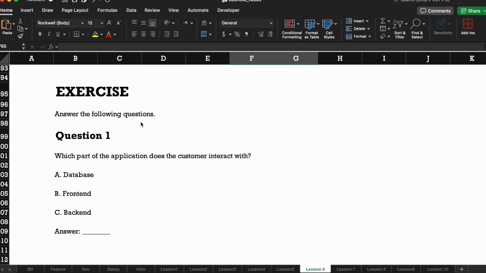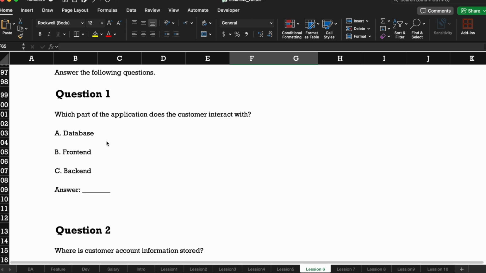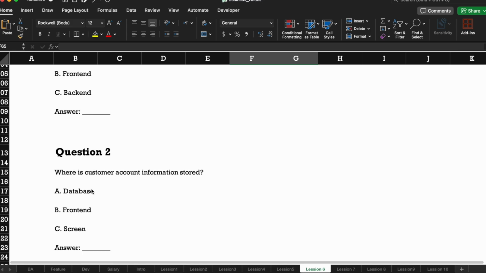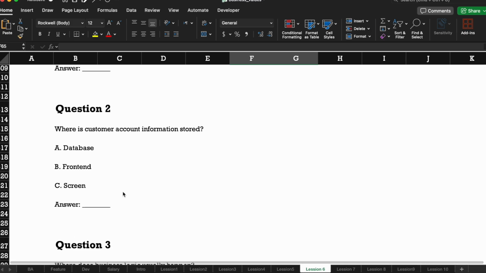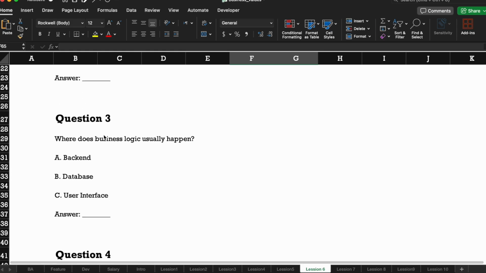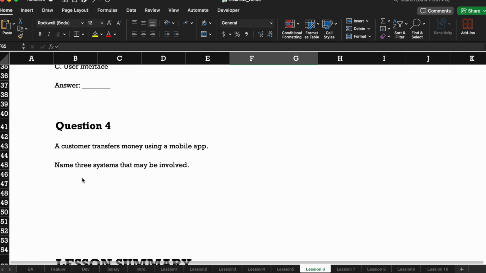So answer the following questions. Which part of the application does the customer interact with? Database, front end, back end? You can find the answer from the lesson. Where is the customer account information stored? Front end, screen, or database? Question number 3, where does business logic usually happen? Backend, database, or user interface? Question number 4, a customer transfers money using a mobile app. Name 3 systems that may be involved.